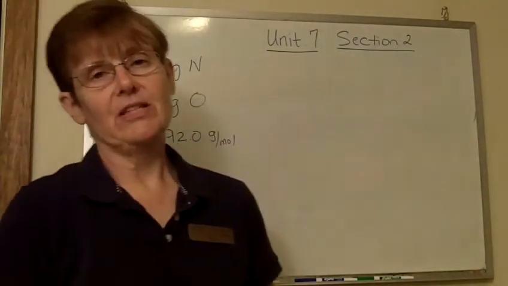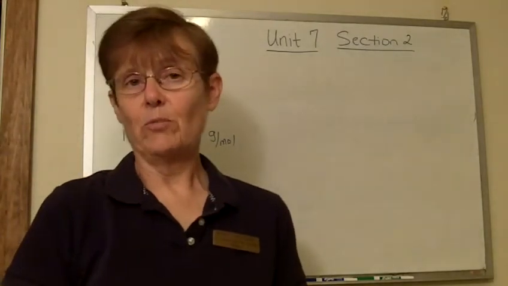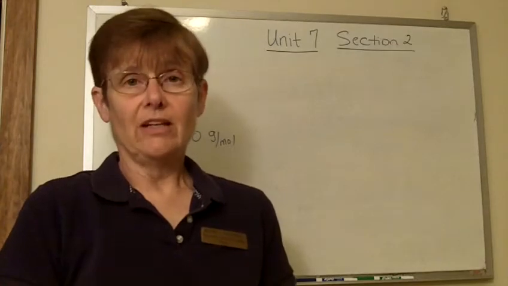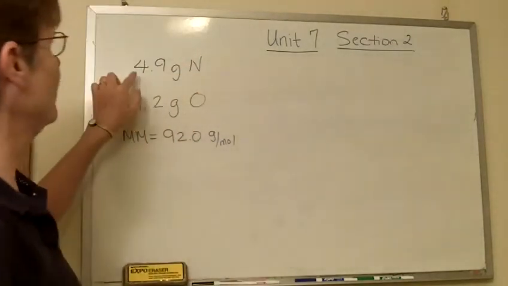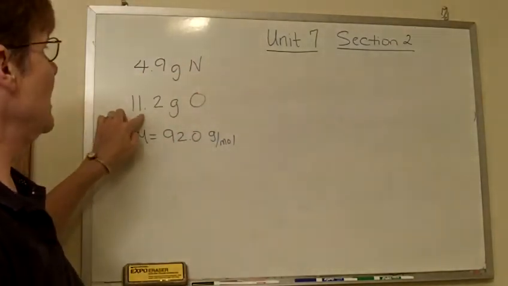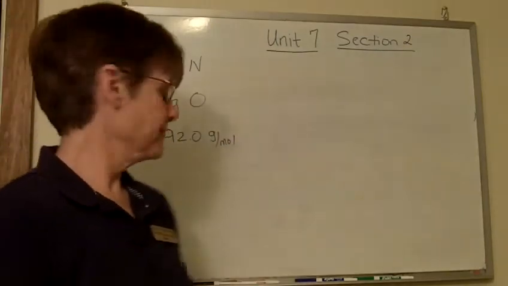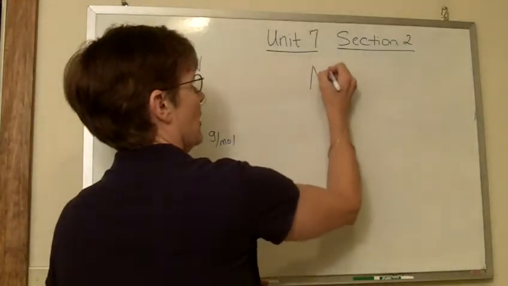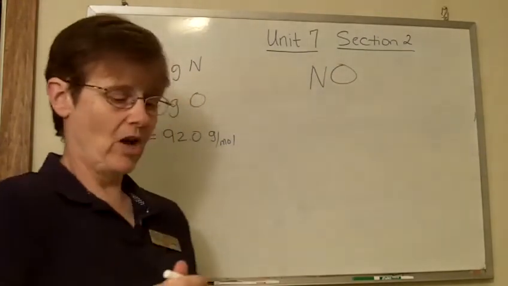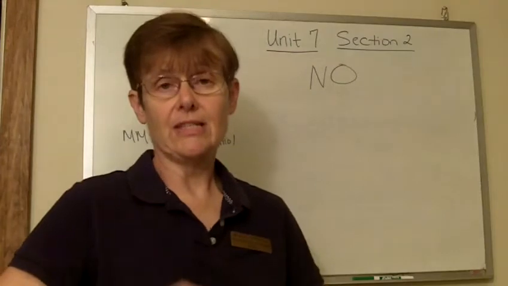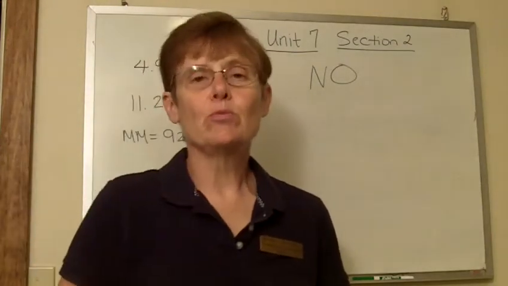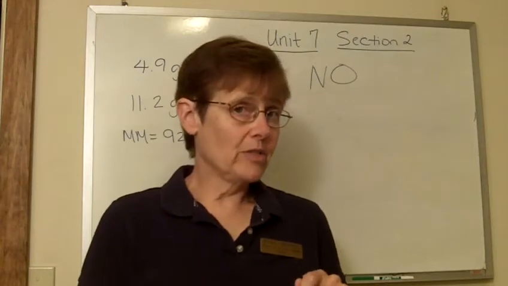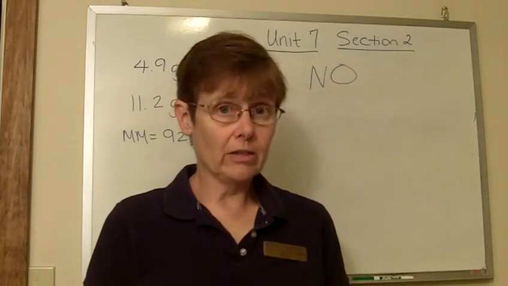So this is a compound that's been analyzed. We don't know what it is yet, but we know it only had nitrogen and oxygen in it. And when it was analyzed, that sample was found to have 4.9 grams of nitrogen and 11.2 grams of oxygen. Now, what are we going for here? We know that our formula will have a nitrogen and an oxygen in it, and we are trying to figure out the subscripts. Now, the subscripts represent a ratio of individual atoms, in other words, a ratio of particles.